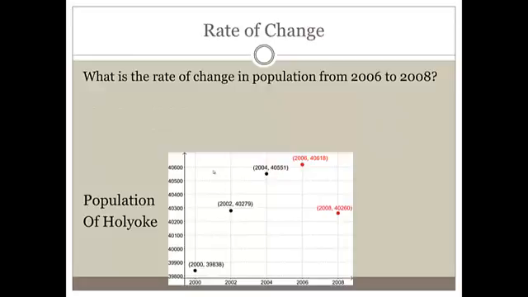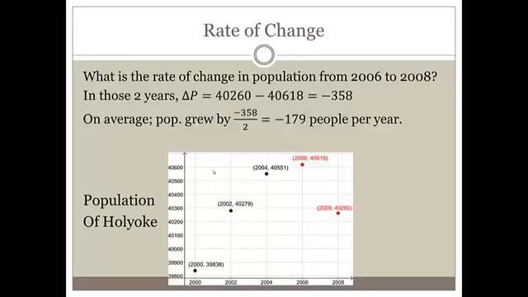What about the average rate of change in population in the last 2 years? In those 2 years, delta P is negative 358. This means that the population shrank by 358 people. Or on average, the population grew by negative 179 people per year. In other words, the population shrank by 179 people per year.